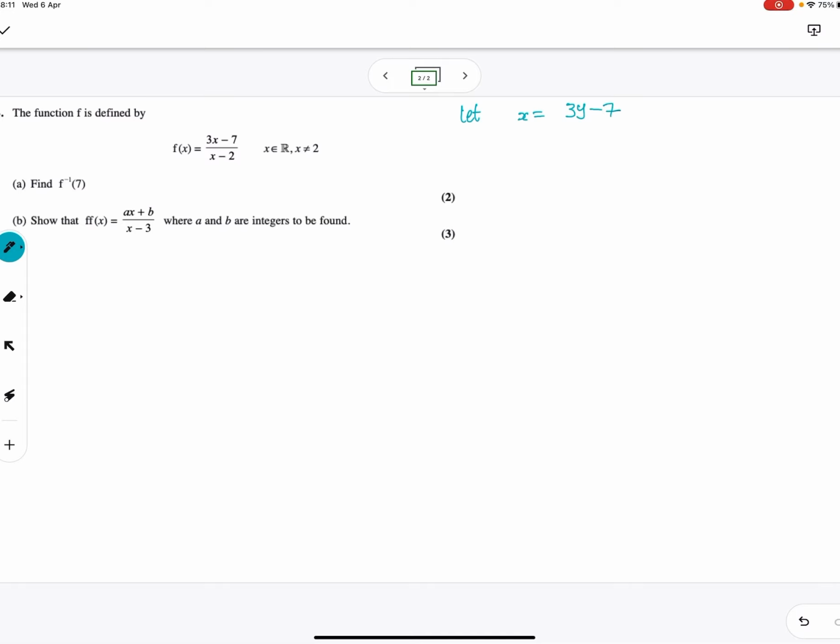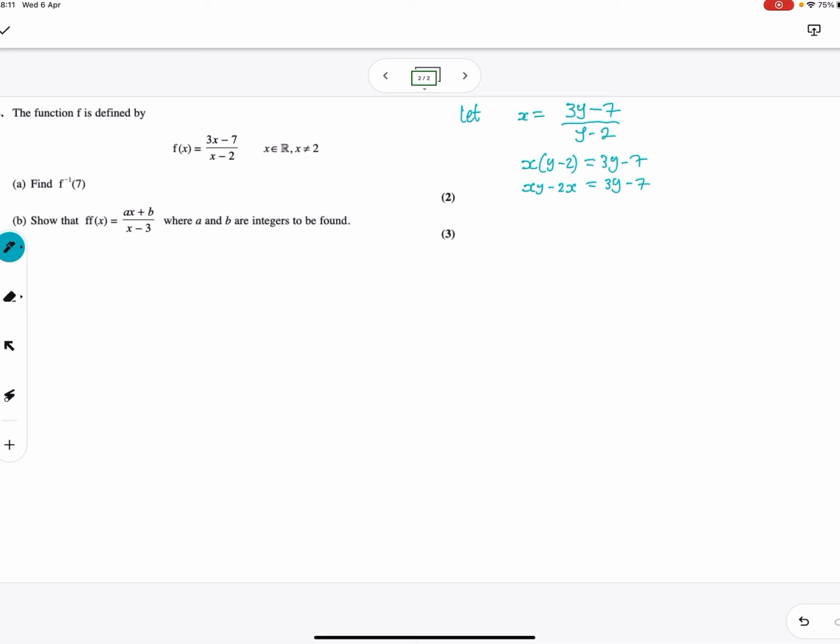So 3y minus 7 over x minus 2. Oh, sorry. My gosh, I literally just said it and then I didn't do it. Over y minus 2. So I'm going to rearrange this to make y the subject. If I multiply both sides by y minus 2, I get x times y minus 2 equals 3y minus 7. Then I multiply out the bracket, so I get xy minus 2x equals 3y minus 7.